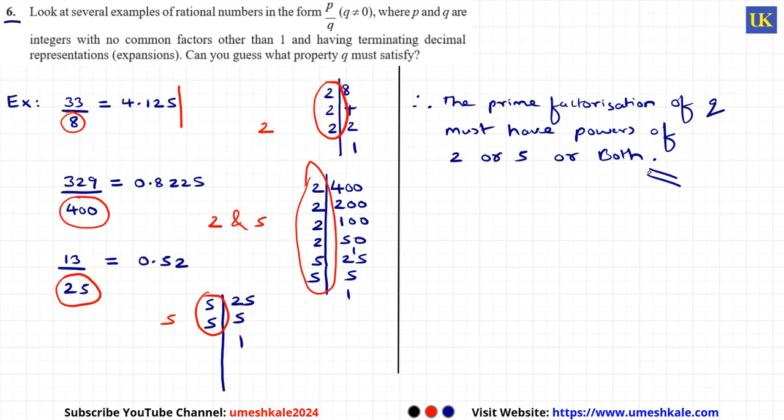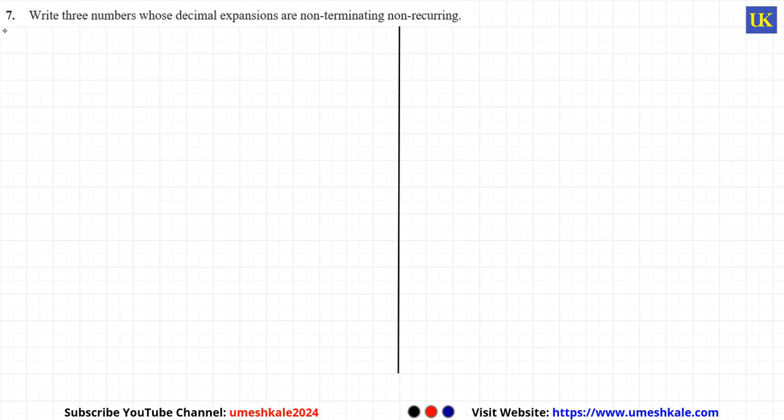I hope you have understood this. Now we'll see question number 7. Write three numbers whose decimal expansions are non-terminating, non-recurring. So non-terminating and non-recurring type of decimal expansions we see for irrational numbers. So three examples they are asking us to give.